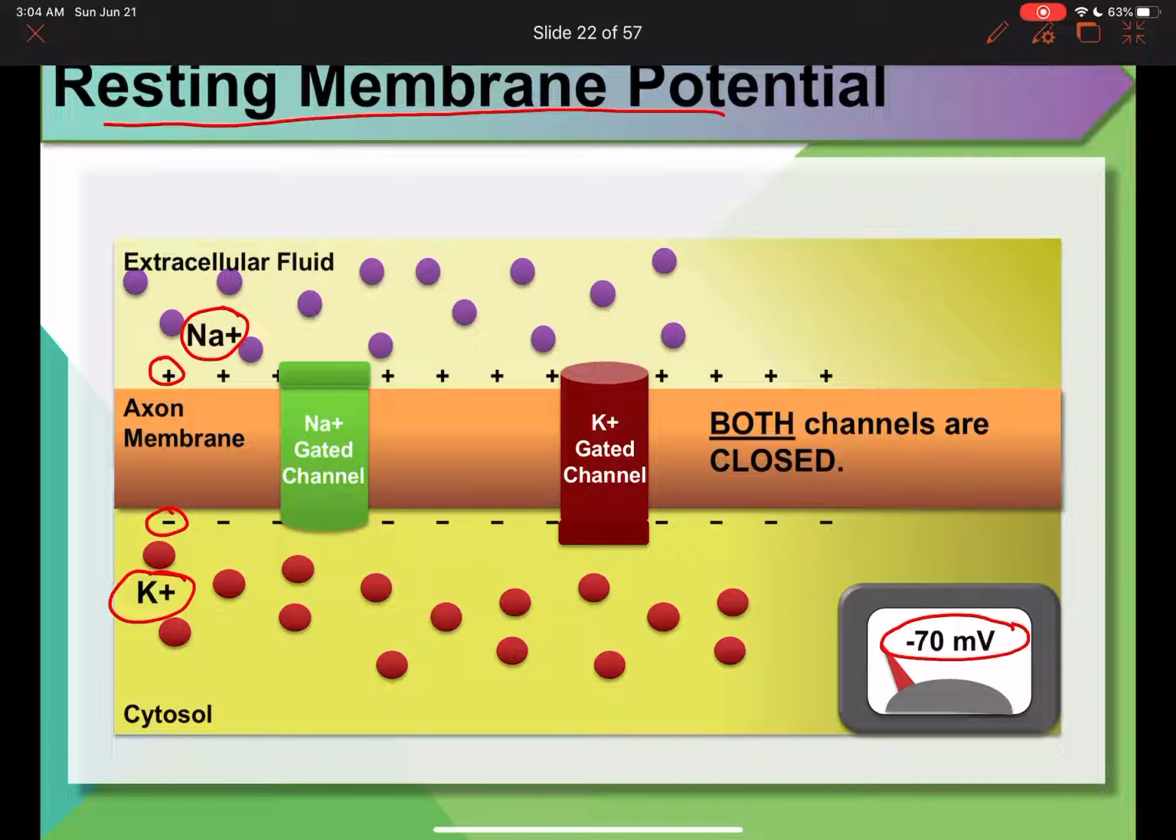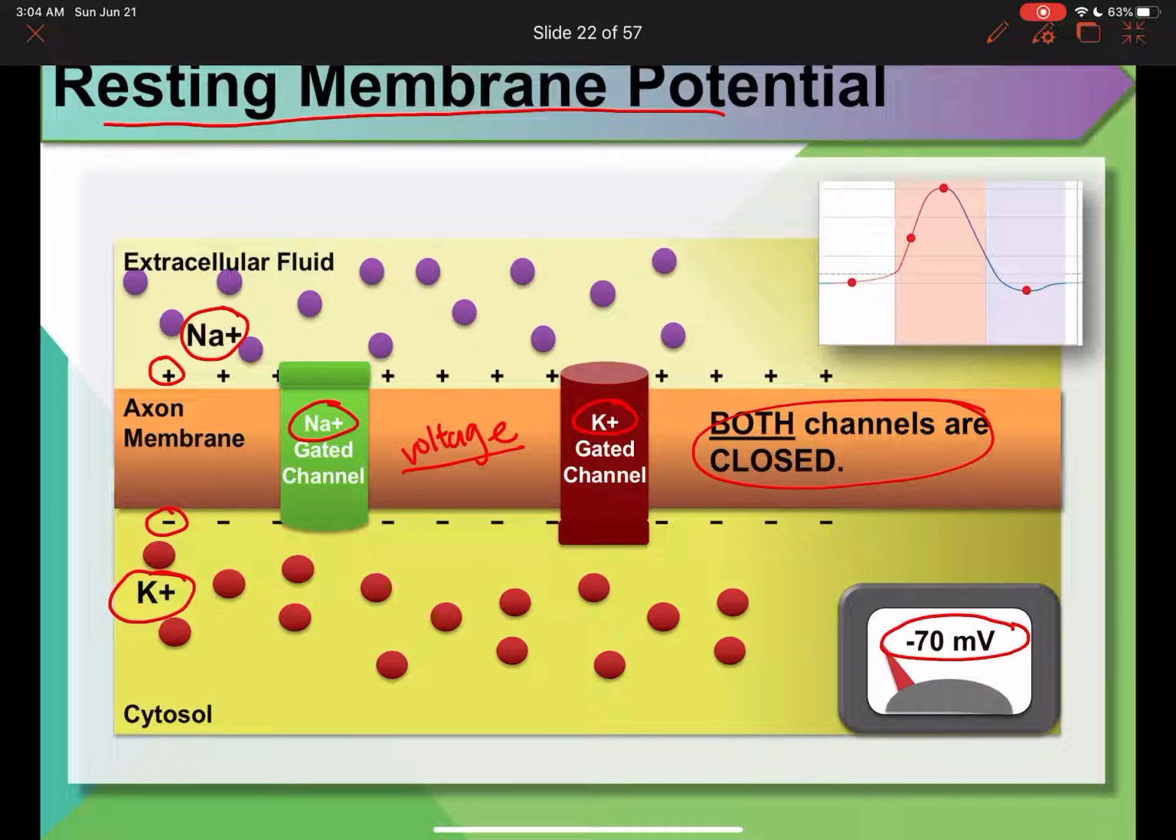At negative 70 millivolts, both channels are closed. You have a closed sodium ion gated channel and a closed potassium gated channel. And know that these are your voltage gated channels. So right now we are currently at this position of the depolarization action potential graph.